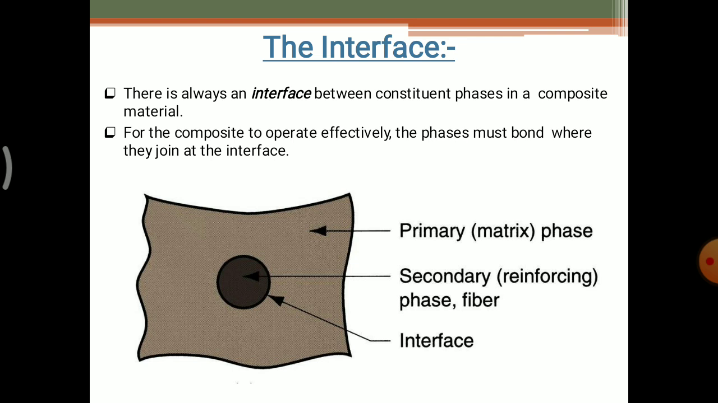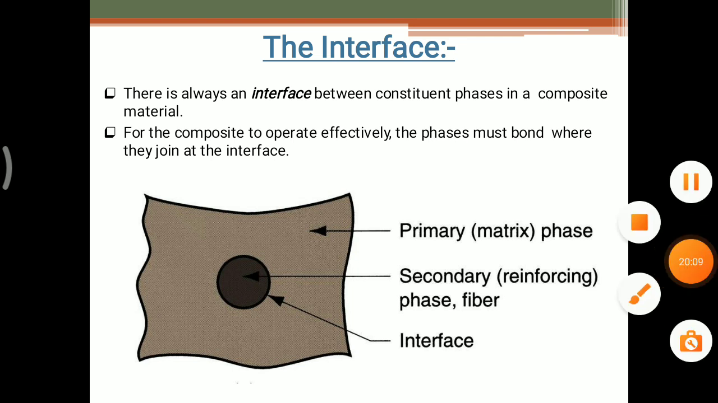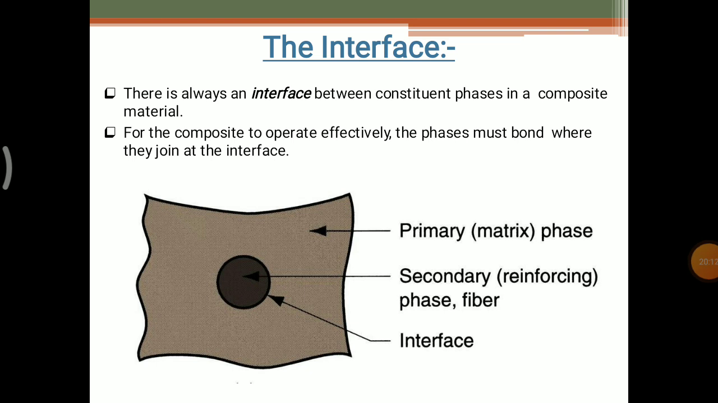Here we are seeing only a cross section of the interface, but in the real picture there are so many secondary phases, and the gap is the primary phase, that is the matrix phase. So the matrix phase fills the gap, and the grains containing different types of bondings are known as the reinforcement phase. And in the reinforcement phase we are using fibers as reinforcements, that is short or long fibers, used as the reinforcement phase.